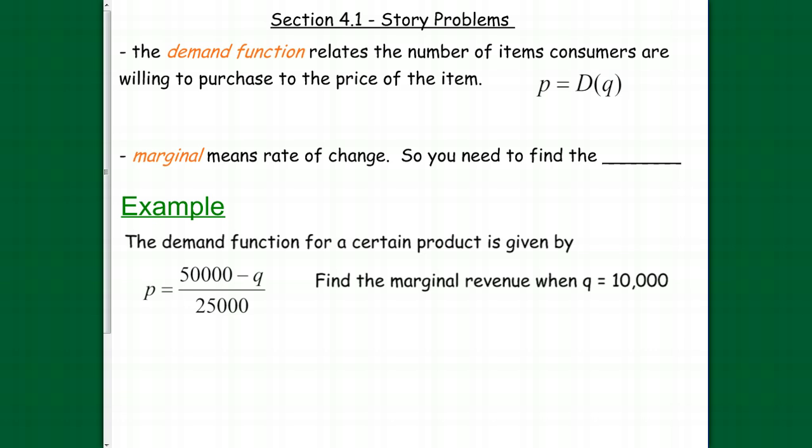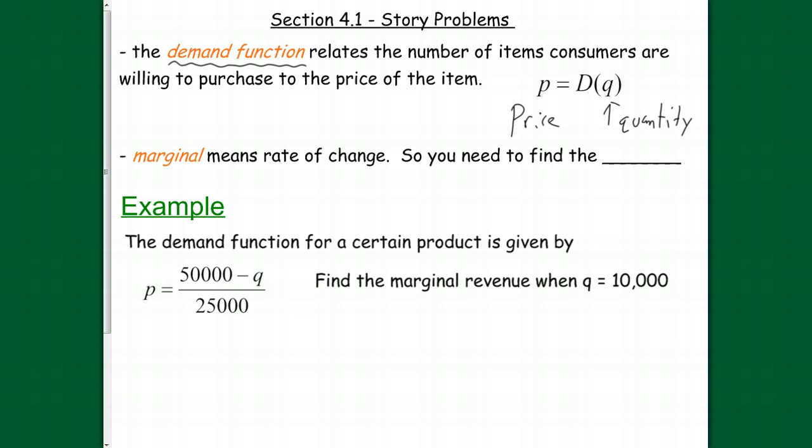In some of these story problems, you'll see this quite a bit, this demand function. Demand of an item is how many things people want to buy or are willing to buy. But it relates that number, how many items people are willing to purchase, to the price. So the value of P is the price, Q is the quantity. Sometimes it's solved for P in terms of Q, sometimes it's Q equals something in terms of P.